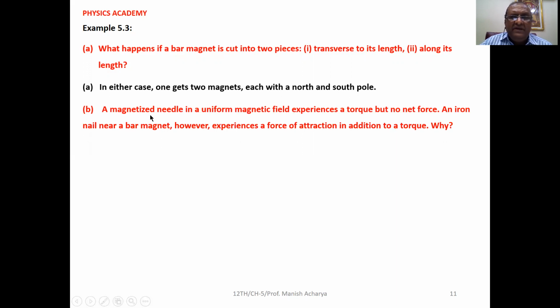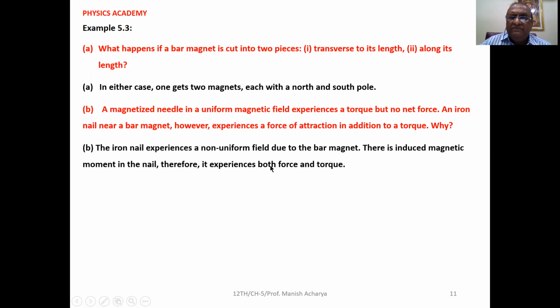Question B. A magnetized needle in a uniform magnetic field experiences a torque but no net force. An iron nail near a bar magnet, however, experiences a force of attraction in addition to torque. Why? Because the magnetic field of the bar magnet is non-uniform. So in a non-uniform magnetic field, if the magnetic moment is there, then it will experience both torque and force.